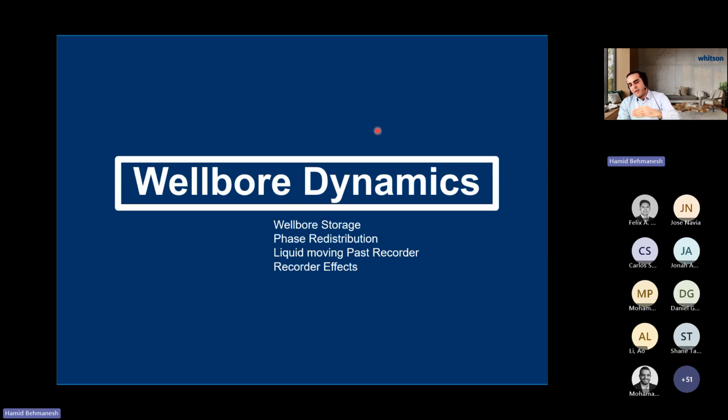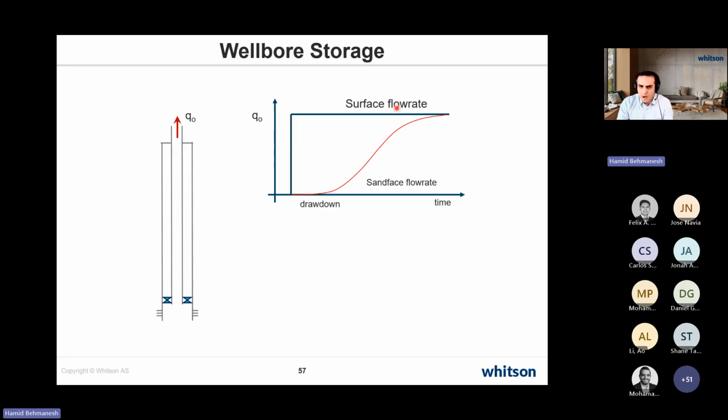Under wellbore dynamics, there are 4 categories. One of them is wellbore storage, which is the most dominant one. The others are phase redistribution, liquid past the recorder, and recording effect. For all of these, I try to provide some examples so you have some idea about what each of these means. So let's move on.